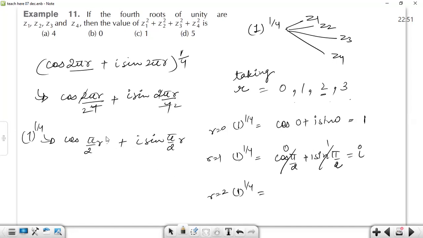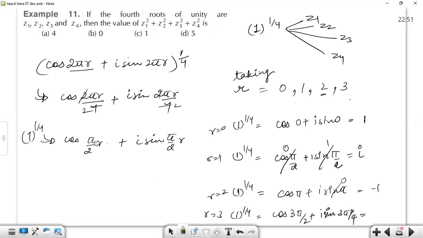So if r is 2, the 2 will cancel and this will become cos of pi plus iota into sine of pi. Now cos of pi is minus 1 and sine of pi will be 0. So the answer will be minus 1. We take r as 3 and we are finding the fourth root of unity. Then if r is 3, it becomes 3 pi by 2. Cos 3 pi by 2 plus iota into sine 3 pi by 2.